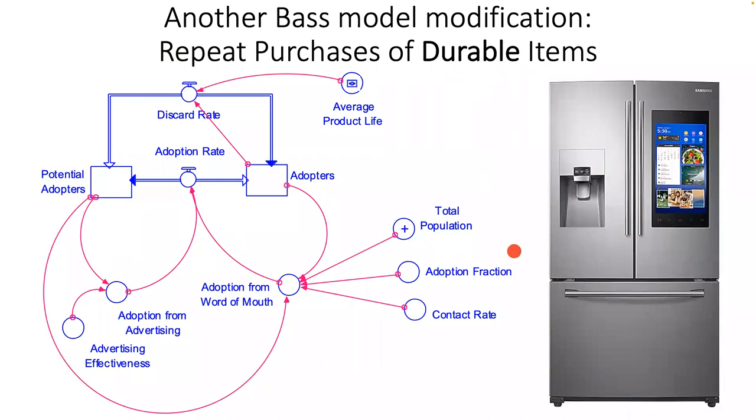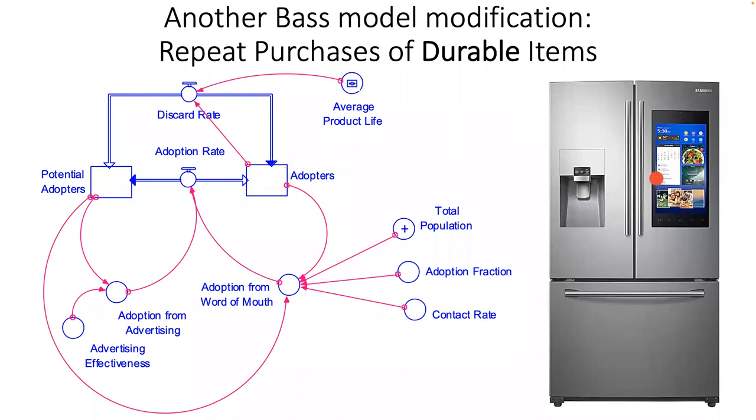But if we think about how we want to model that, then we've got an adoption rate, but we've also got a discard rate, because now it's important to think about, when they buy it, we're only going to get the sale when they transit from potential to adopter, and then they're not ever going to buy it from us again. So the discard rate becomes important here. What's the average product life and how does that affect our sales?